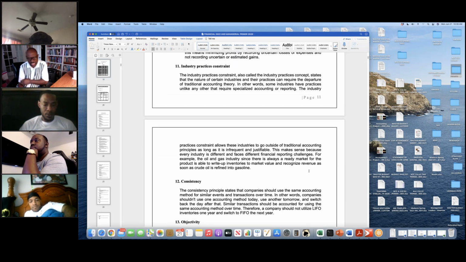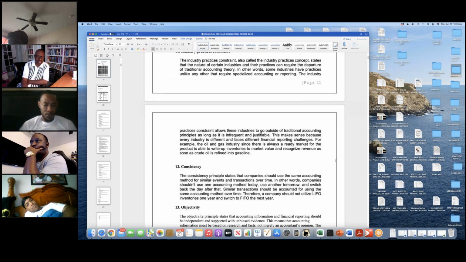Consistency: you've got to use the same principles every year. If you're estimating your bad debt as a percentage of sales, you've got to always do that. If it's a percentage of the balance in the receivables account, then you've got to do that, but you can't switch back and forth. And that'll be especially true as we get into inventories.